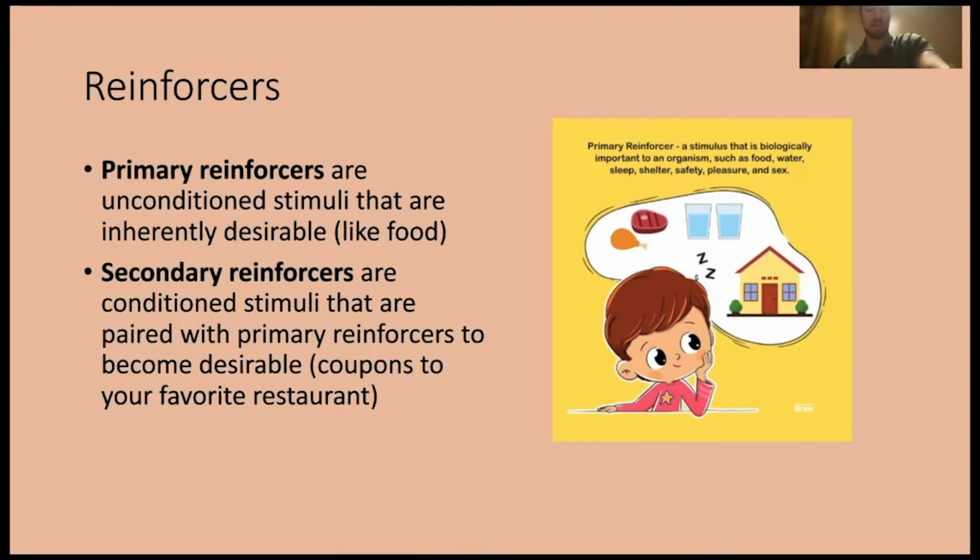And then secondary reinforcers are conditioned stimuli that are paired with primary reinforcers to become desirable. So for example, coupons to your favorite restaurant. If you're presented with them and you don't know what the restaurant is, you don't even know what a coupon is, you're not going to really care about it because you don't understand the value that it holds. But if you really love the restaurant and you understand what these coupons are and you're going next week, they're going to be a pretty strong reinforcer because of the context, and it's something that you want at that point.